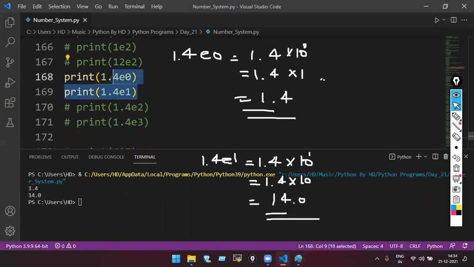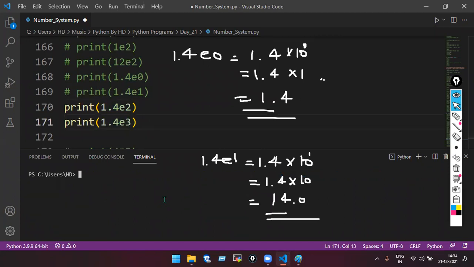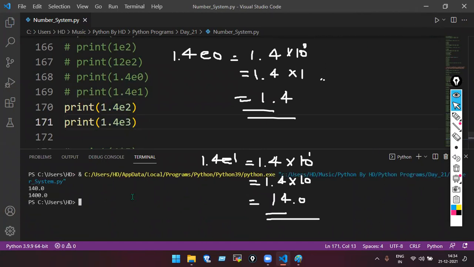Then similarly 14e1, 14e2, 14e3. What will I get there? 140.0, and here what? 1400.0. So clear once? Run the code. Clear till here? Yes. Till here are you clear? Line number 171, clear?